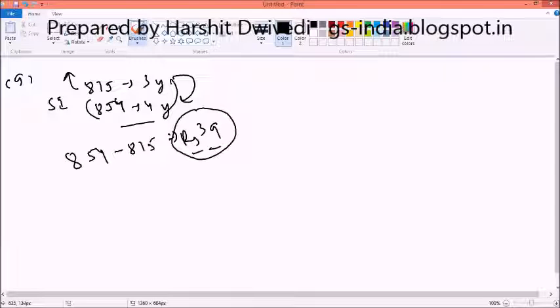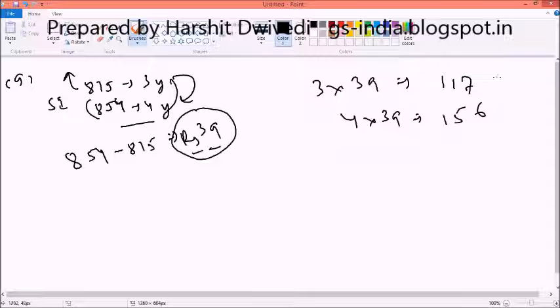For 3 years the interest will be how much? For 3 years the interest will be 3 into 39. It will be 117. For 4 years the interest will be 4 into 39. It will be 4 9s are 36, 4 3s are 12, 156. So obviously for 3 years the interest will be 117, for 4 years the interest will be 156.